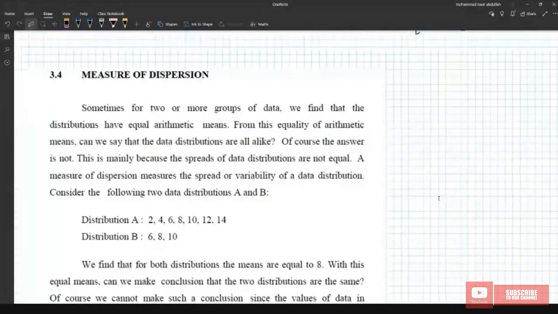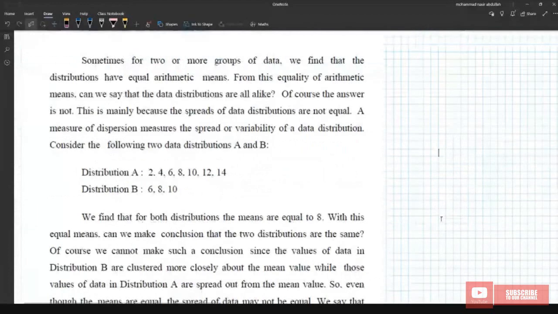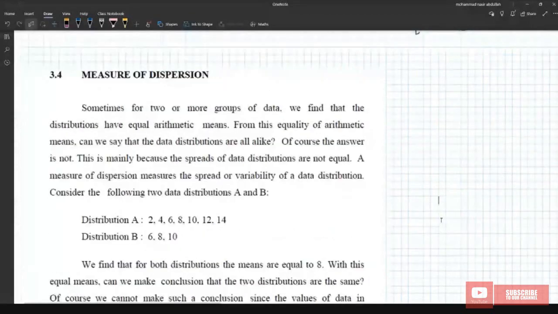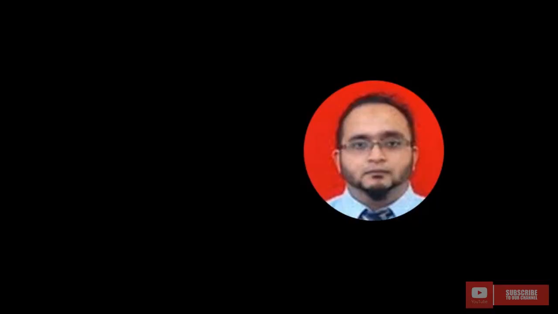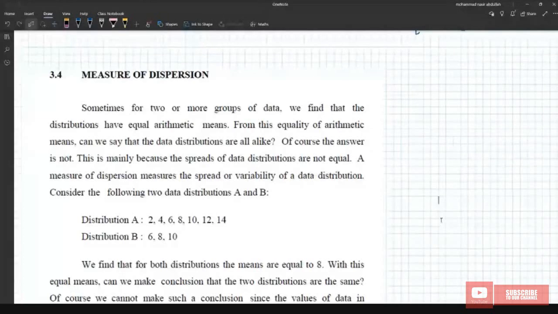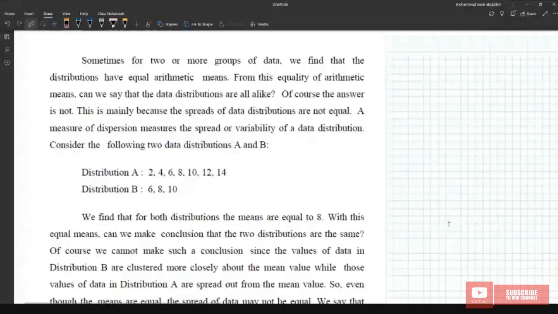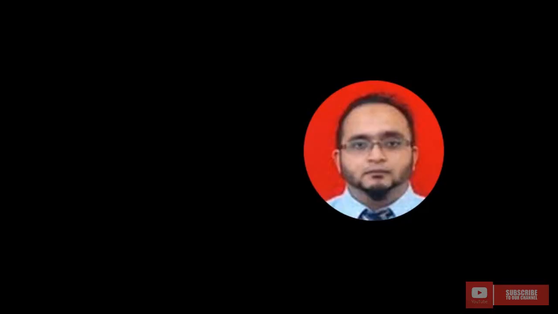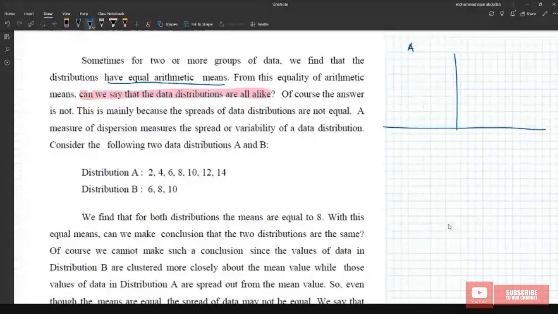Good. So now we move to the next topic, which is measure of dispersion. Sometimes for two or more groups of data, we can find that the distributions have equal arithmetic mean. For this equal arithmetic mean, can we say that the distributions are alike? So now let's say I collect data from two playgrounds. Let's say this is playground A, this is playground B.